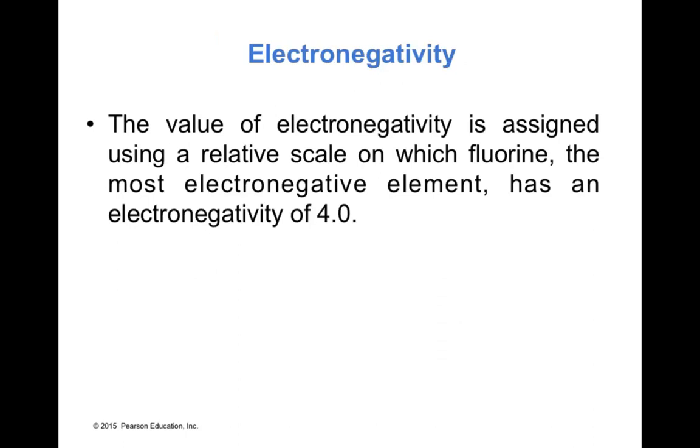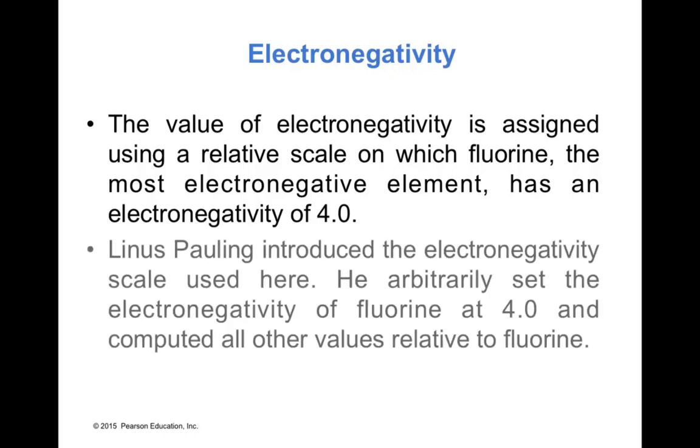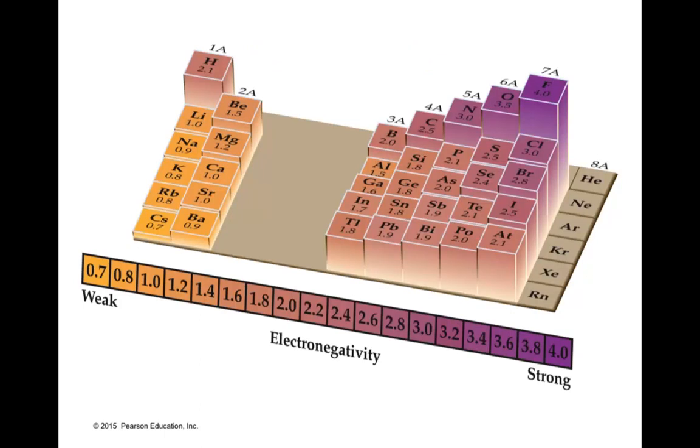So the value of electronegativity is assigned using a relative scale on which fluorine, the most electronegative element, has an electronegativity of 4.0. Linus Pauling introduced the electronegativity scale used here. He arbitrarily set the electronegativity of fluorine at 4 and computed all other values relative to fluorine. And here we can see basically the periodic table with the values for electronegativity.